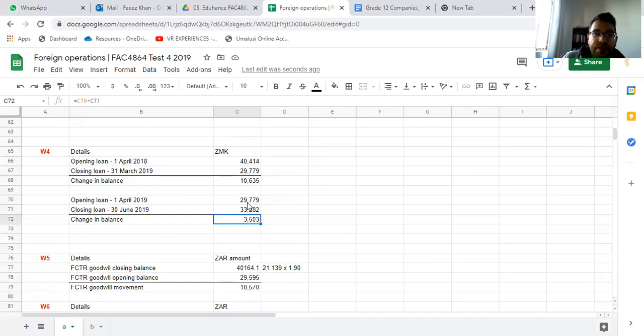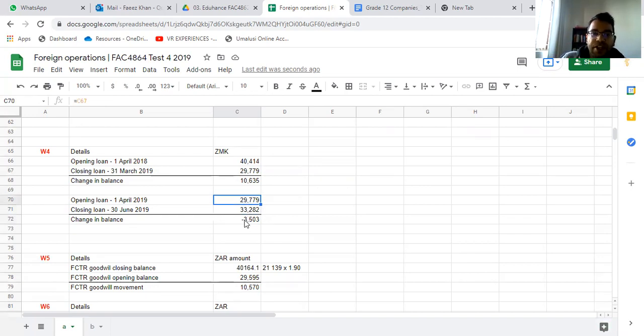So here, what is happening? If at 1 April they had to pay us, it would cost them 29. But now it is 30th June, so it is costing them 33. So that means they are paying more. So that means it is unfavorable for them because they have to pay us more. So to them, it is a loss.